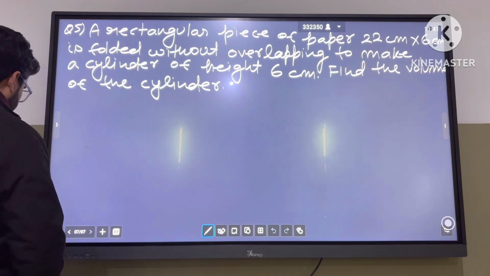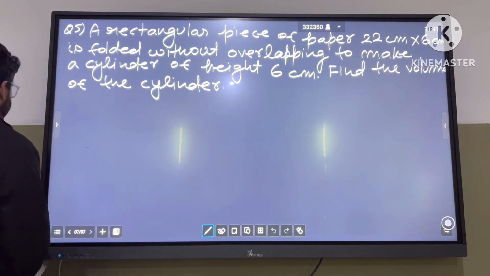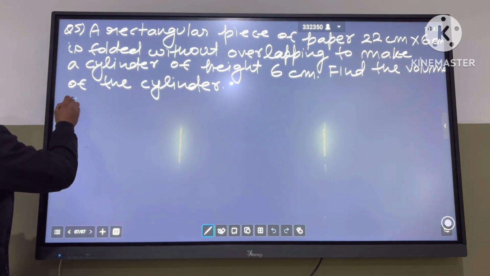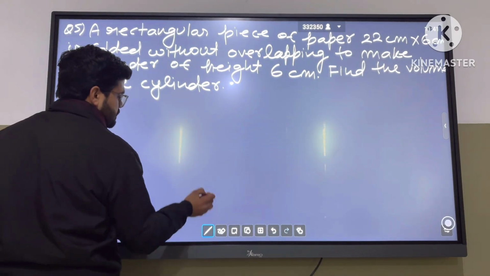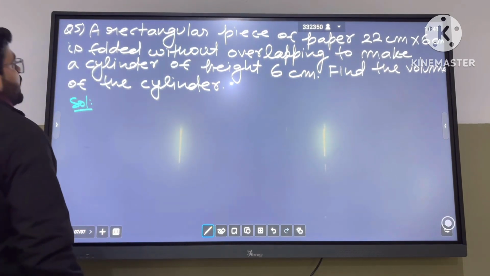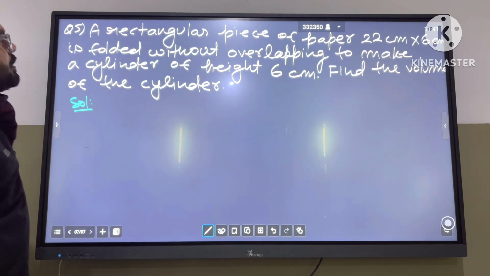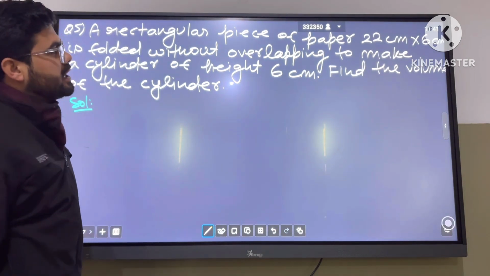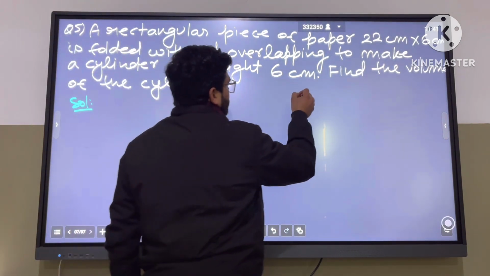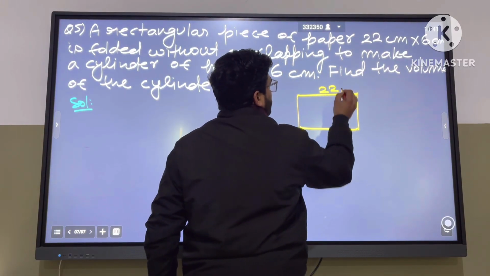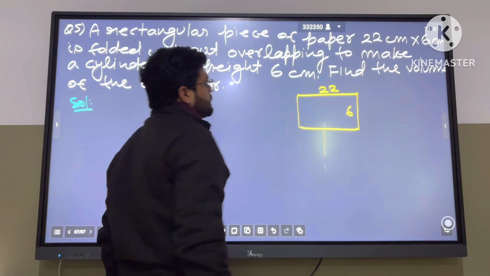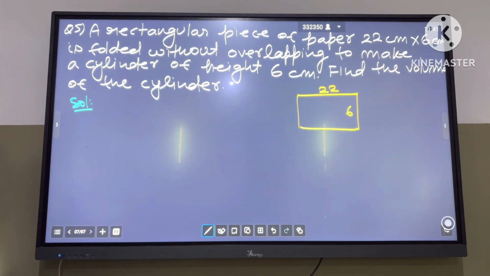Next question is the last question for this class. Question number 5. What is question number 5? A rectangular piece of paper 22 centimeter by 6 centimeter. We have been given a paper; 22 centimeter is the length and 6 centimeter is the breadth. It is folded without overlapping to make a cylinder of height 6 centimeter.